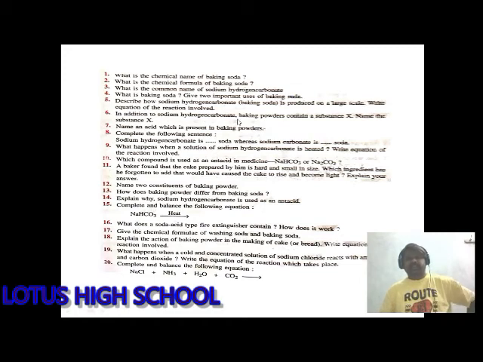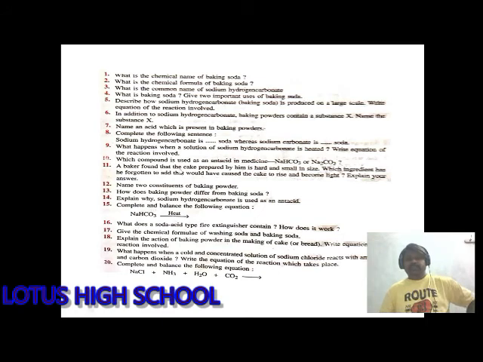See here. In addition to sodium hydrogen carbonate, baking powder. Here you are thinking that baking powder is nothing but baking soda, sir. Sodium hydrogen carbonate is also a baking soda, but both are different. Sodium hydrogen carbonate is nothing but baking soda, but baking powder is not baking soda. Baking powder is prepared by using the baking soda.